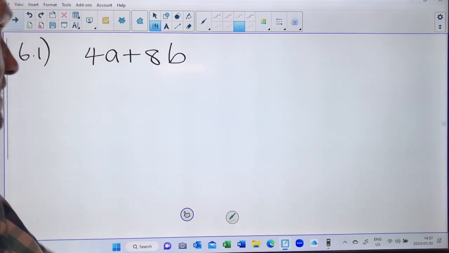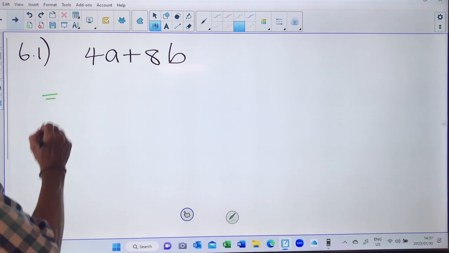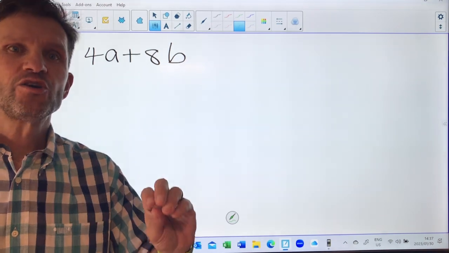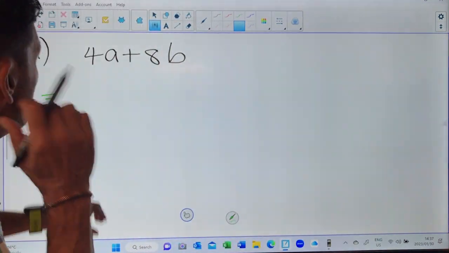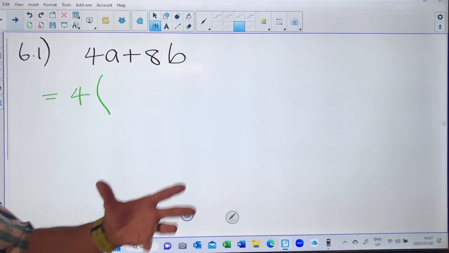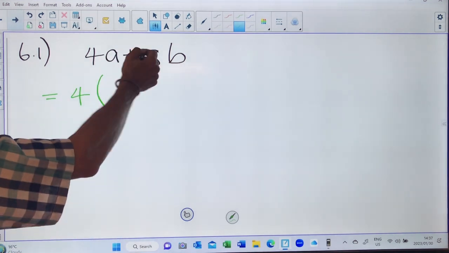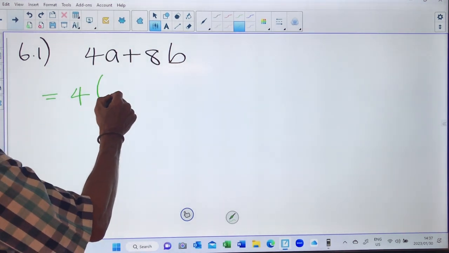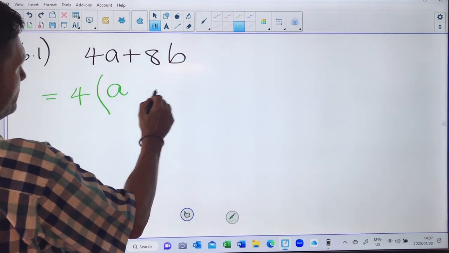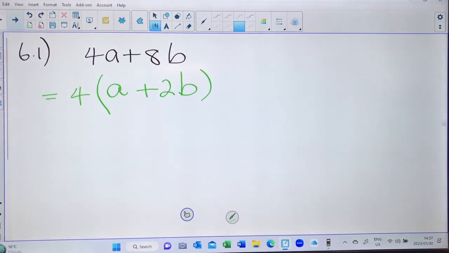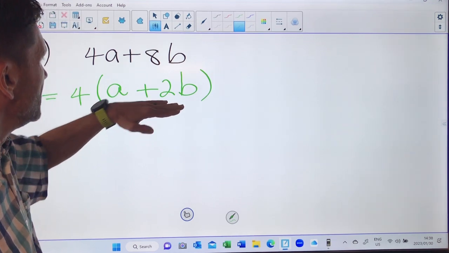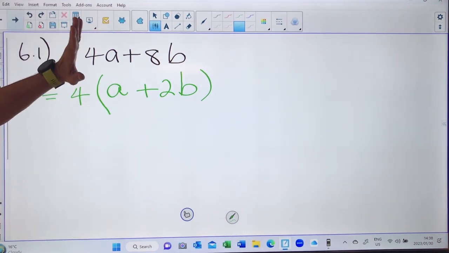So the first one we have to look at is always look for highest common factor. Now 2 is a common factor of 4 and of 8. But we're looking for the highest common factor. So the biggest number that can divide into 4 and 8 is 4. So that comes on the outside of the bracket. Inside of the bracket, we will have whatever is left. 4 times what will give me 4a, and that is 4 times a. 4 times what will give me 8, and that is 2b. And that is done. So once you have removed your common factor, check inside if there is anything left.